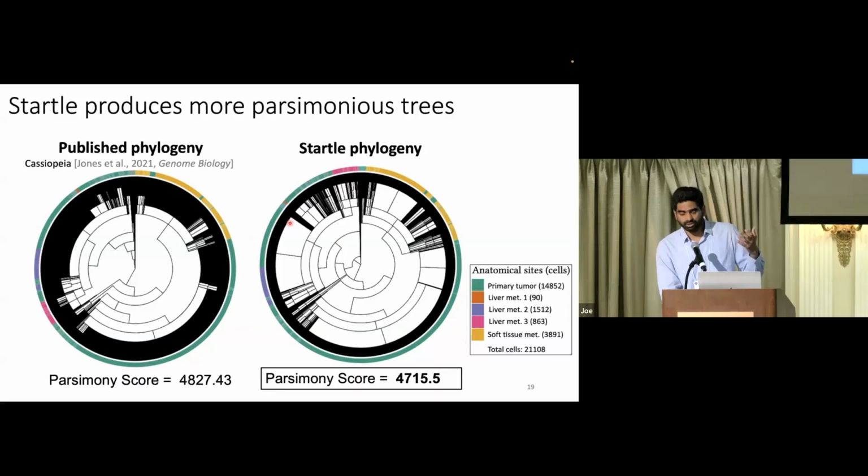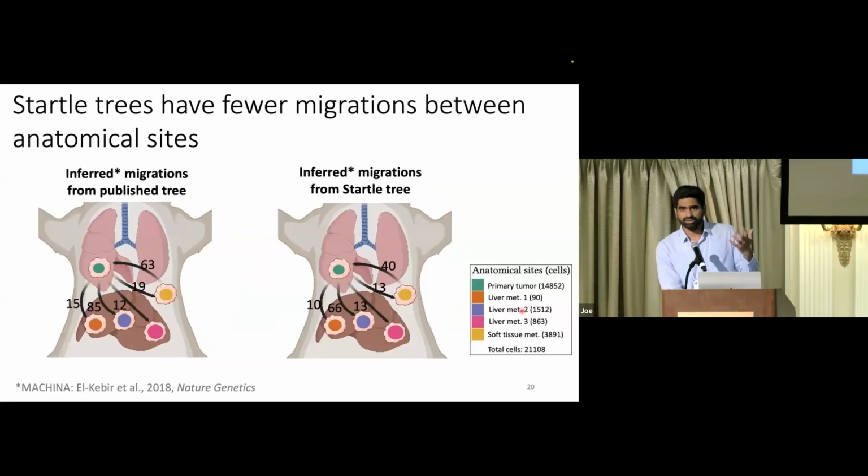But you can also do more with this. Here, each leaf is labeled by the anatomical site, the tumor, where the cell was extracted. Using this, you can try to understand what kind of migrations these cancer cells took during metastasis. Using our phylogeny, you're able to explain the data with fewer migrations than if you use the published phylogeny. So this gives some evidence that maybe our phylogeny is closer to ground truth.